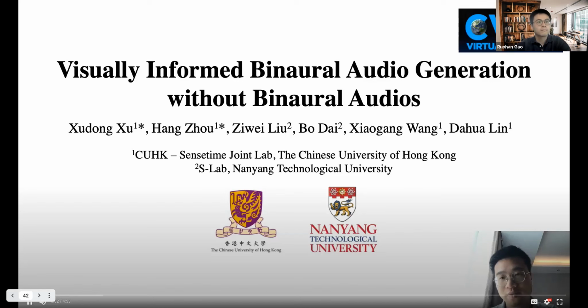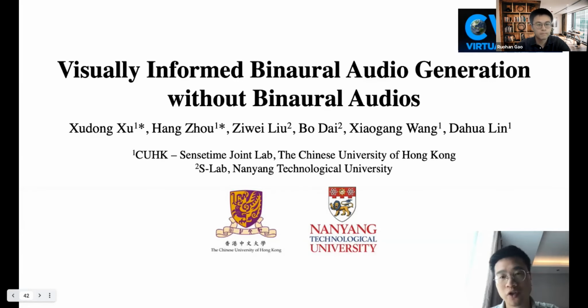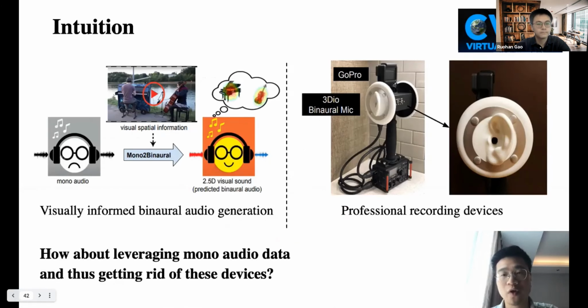Here, we present visually informed binaural audio generation without binaural audios. In this work, we focus on the task of visually informed binaural audio generation, which converts the input mono audio to binaural audio with information from its corresponding video. For this task, the supervised methods have to train on visual-stereo pairs, namely binaural audio data and the corresponding visual scenes. However, this paradigm requires professional recording devices to collect the binaural audios.